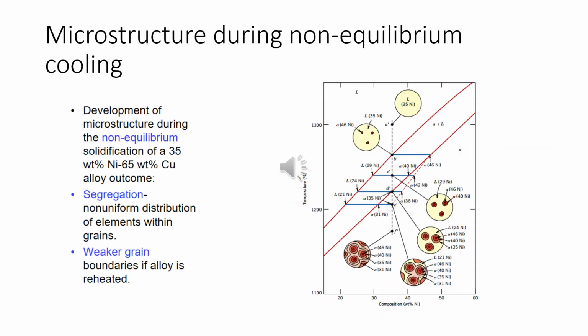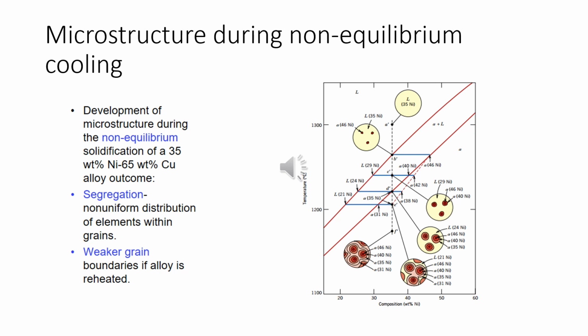development of microstructure during non-equilibrium cooling. We will discuss the same alloy for the non-equilibrium cooling, for the 35% weight of nickel and 65% weight of the copper alloy. So during non-uniform distribution of elements within the grain, segregation occurs. Similarly, if the alloy is reheated, the boundaries are weaker or of the weaker grain.